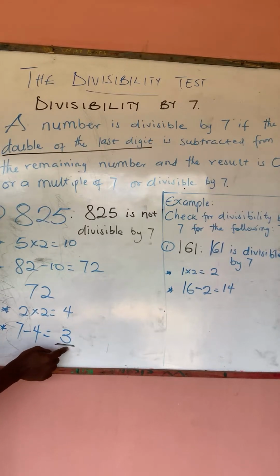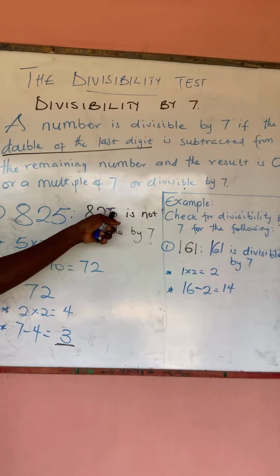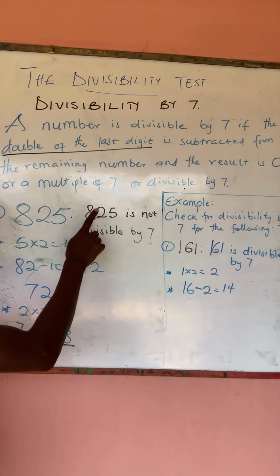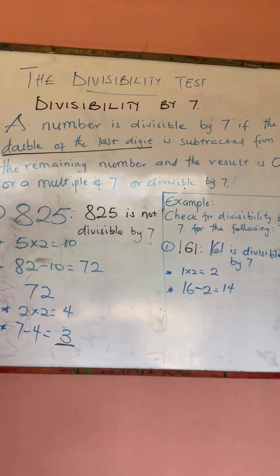Now you are basing on this result to decide whether it is divisible or not. Remember that 3 is not divisible by 7. No whole number will multiply 7 to give you 3. So 3 is not divisible by 7, and by then we can conclude that 825 is not divisible by 7. Does everyone understand it?